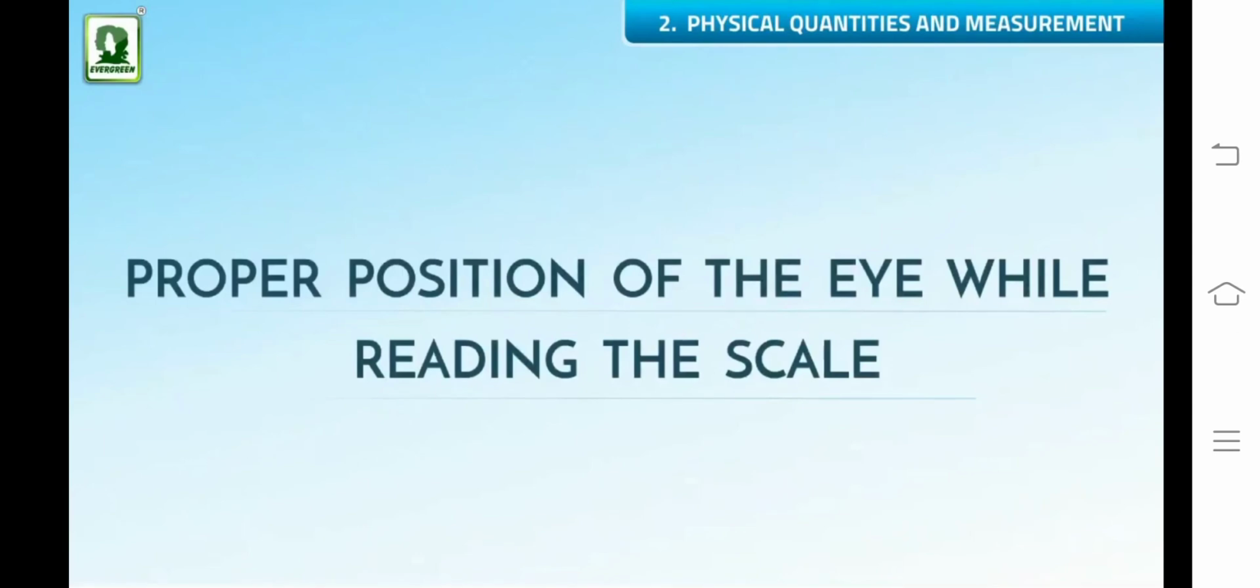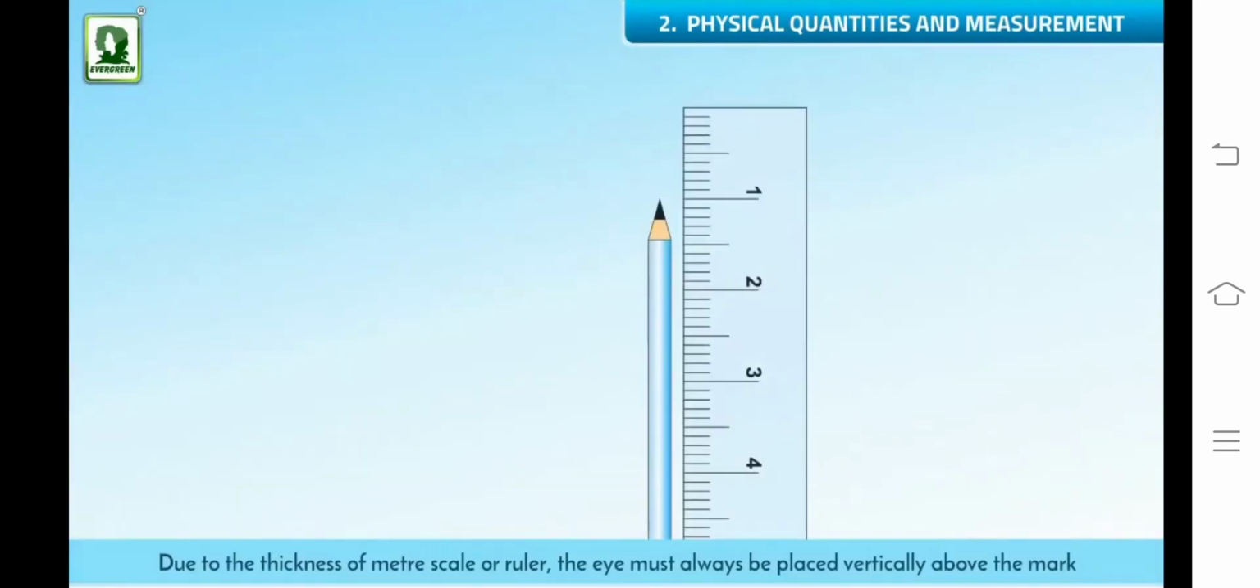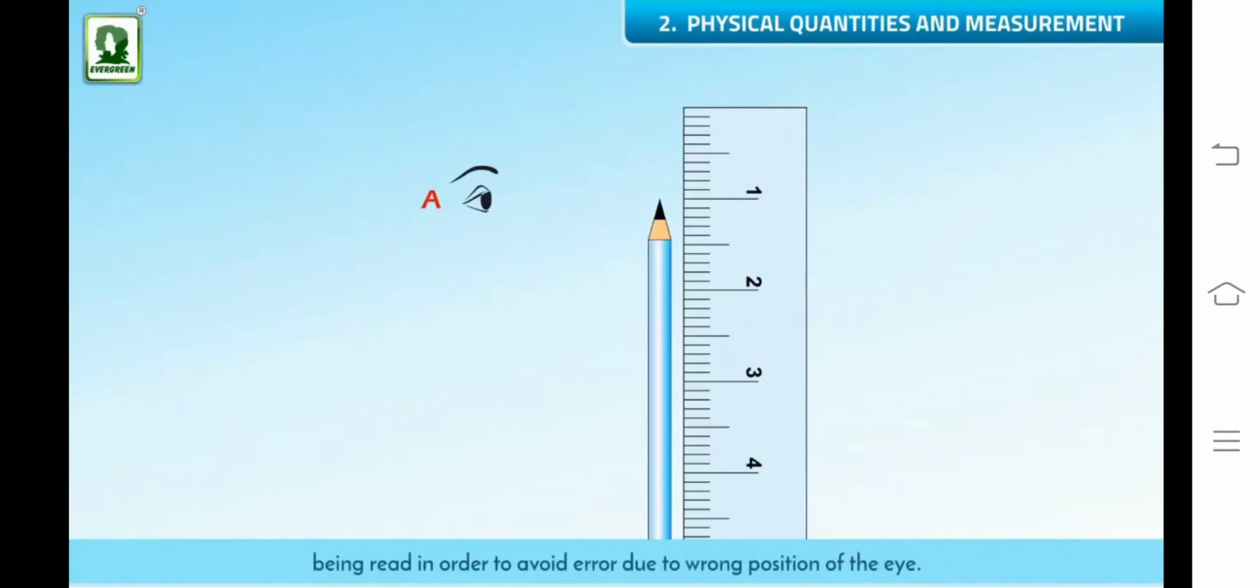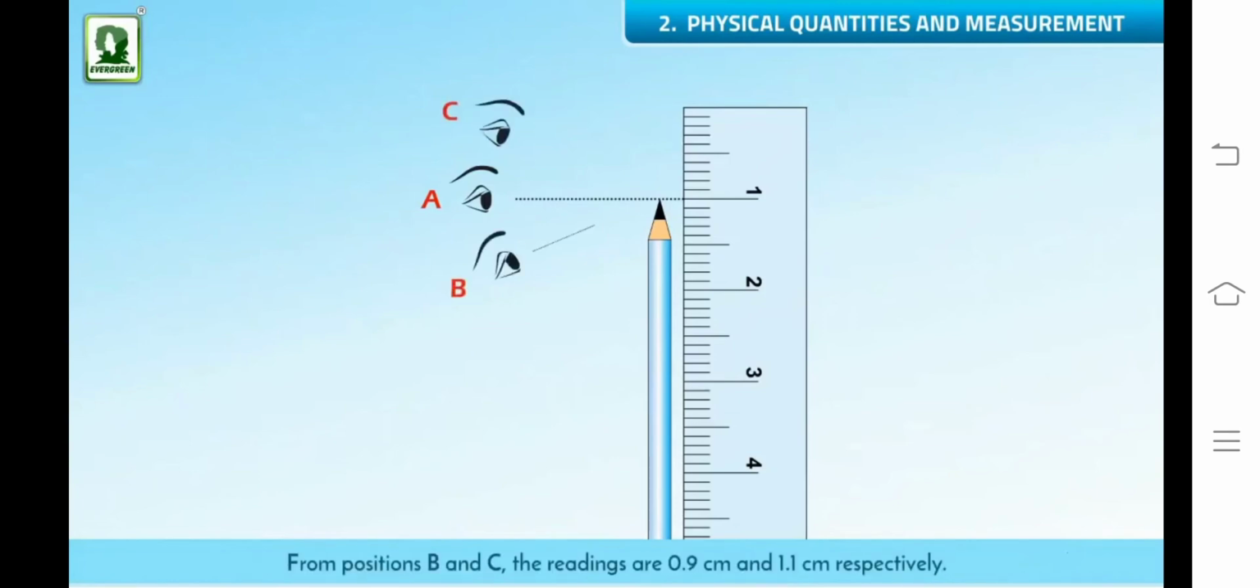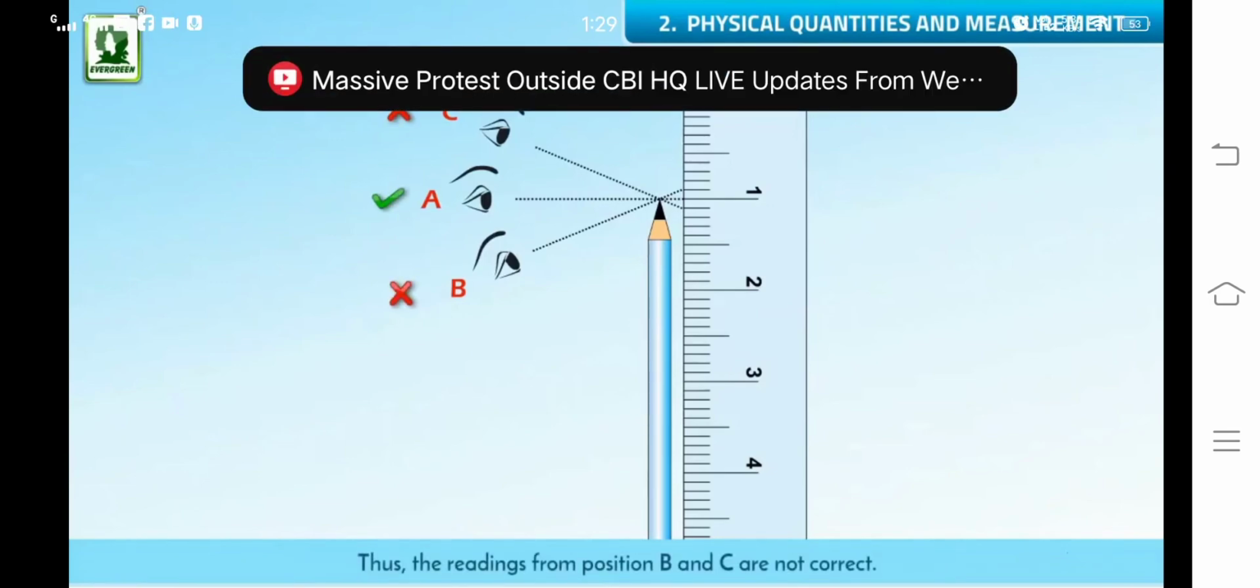Proper position of the eye while reading the scale. Due to the thickness of the meter scale or ruler, the eye must always be placed vertically above the mark being read, in order to avoid error due to wrong position of the eye. In the figure given below, the correct position A of the eye gives the reading of 1.0 centimeters. From position B and C, the readings are 0.9 centimeter and 1.1 centimeters, respectively. Thus, the readings from position B and C are not correct.